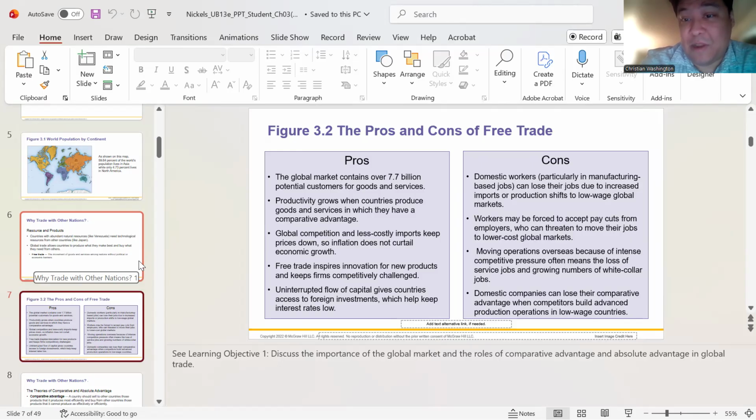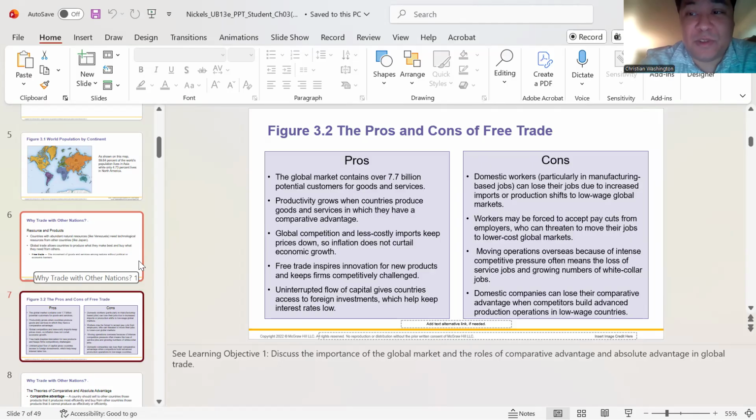But the problem is exactly what I mentioned, right? For example, the first one: domestic workers can lose their jobs due to increased imports and exports, or production shifts to low-wage global markets. Essentially, it can jeopardize your labor force in your country, because sometimes competition's good, sometimes competition's bad, right? So you don't really see free trade in a pure sense of the matter.